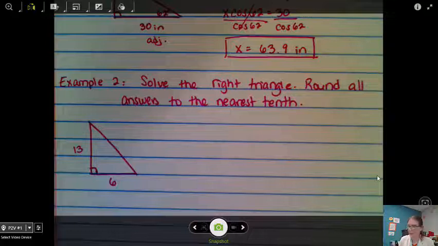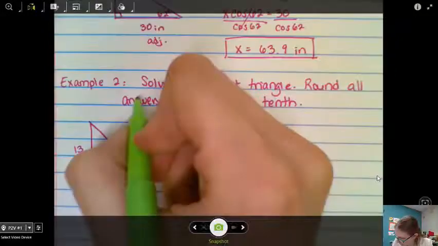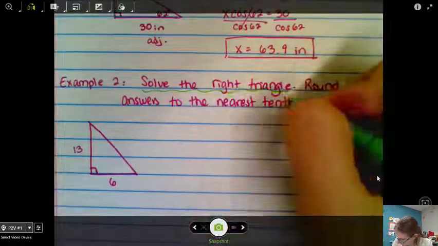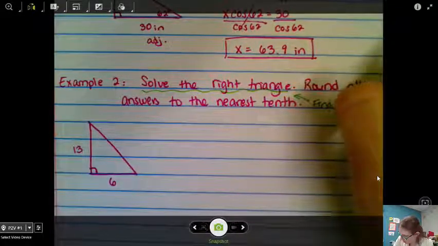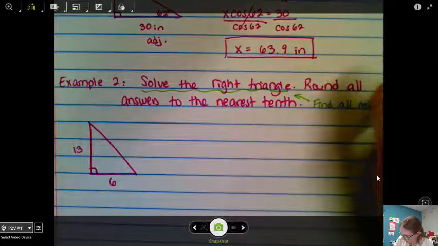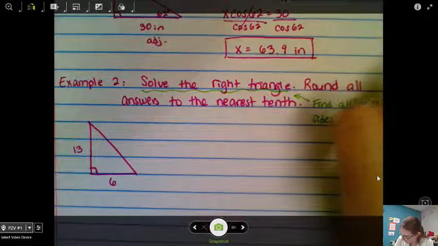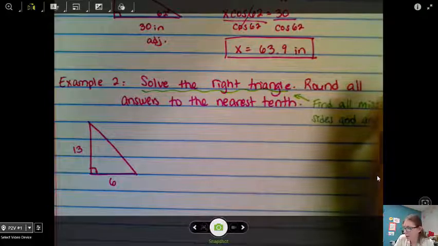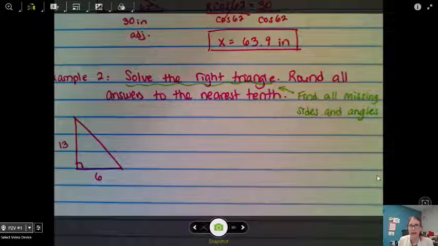In our next problem, we have a right triangle here, and our directions say to solve the right triangle, round all answers to the nearest tenth. Whenever we see that phrase, solve the right triangle, that means find all the missing side lengths and angle measures. We want to know everything we can about this triangle. So we want to find all the missing sides and angles.